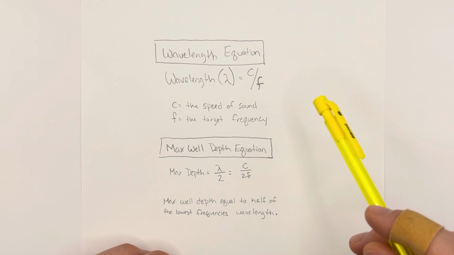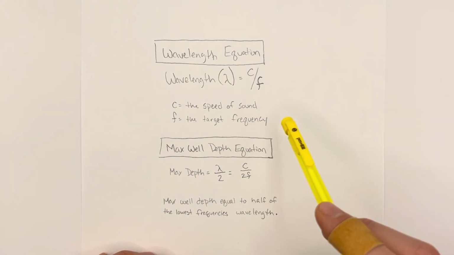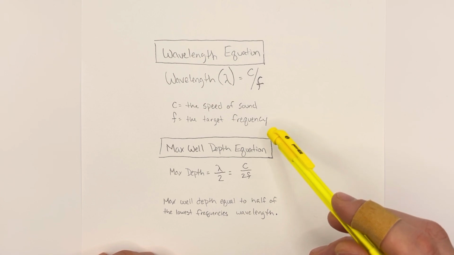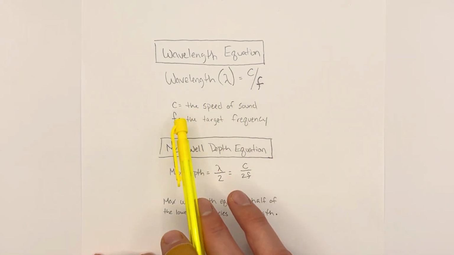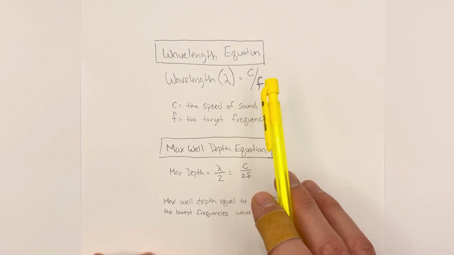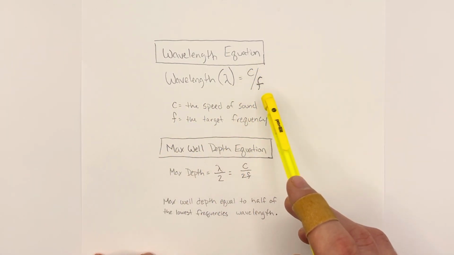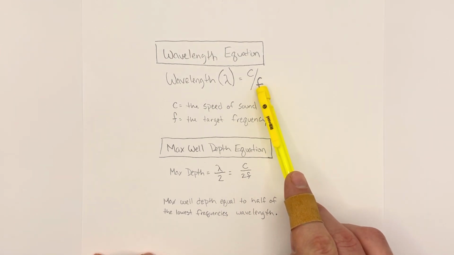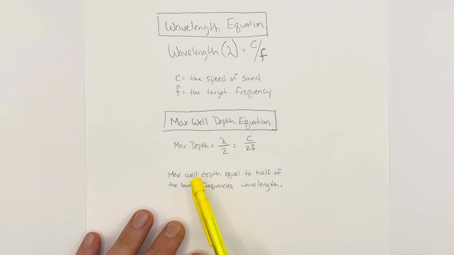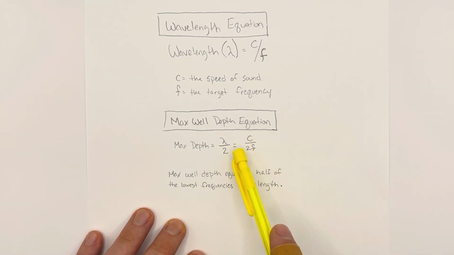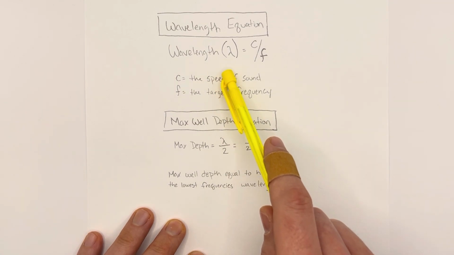The first step for calculating your quadratic residue diffuser is to determine the frequencies that you want to diffuse, specifically the lowest frequency. So we're going to use the wavelength equation, which is the wavelength equals the speed of sound divided by your target frequency. And the max well depth is going to be the speed of sound divided by 2 times the max frequency, so half of the wavelength.